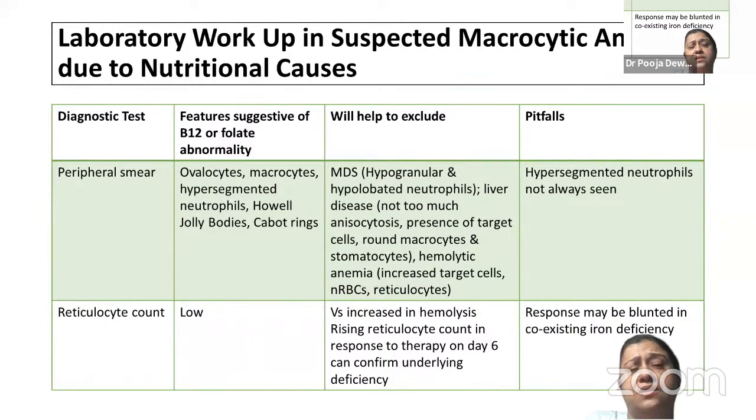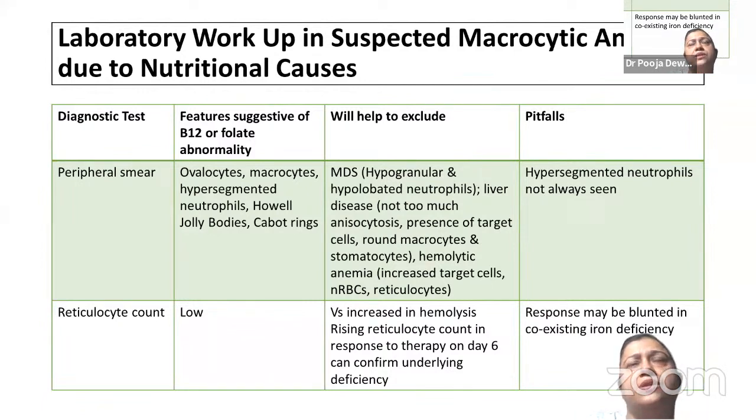A pitfall of this PS is that if you're not finding hypersegmented neutrophils, it does not always mean that the patient does not have megaloblastic anemia because of B12 deficiency. But if you find it, it is always helpful to make your diagnosis. Now, because of this nutritional deficiency, obviously the raw material is not there, the RBCs won't be synthesized. So the reticulocyte count would be low, unlike in hemolysis, where in response to hemolysis, there is a rapid increase in your reticulocyte count.